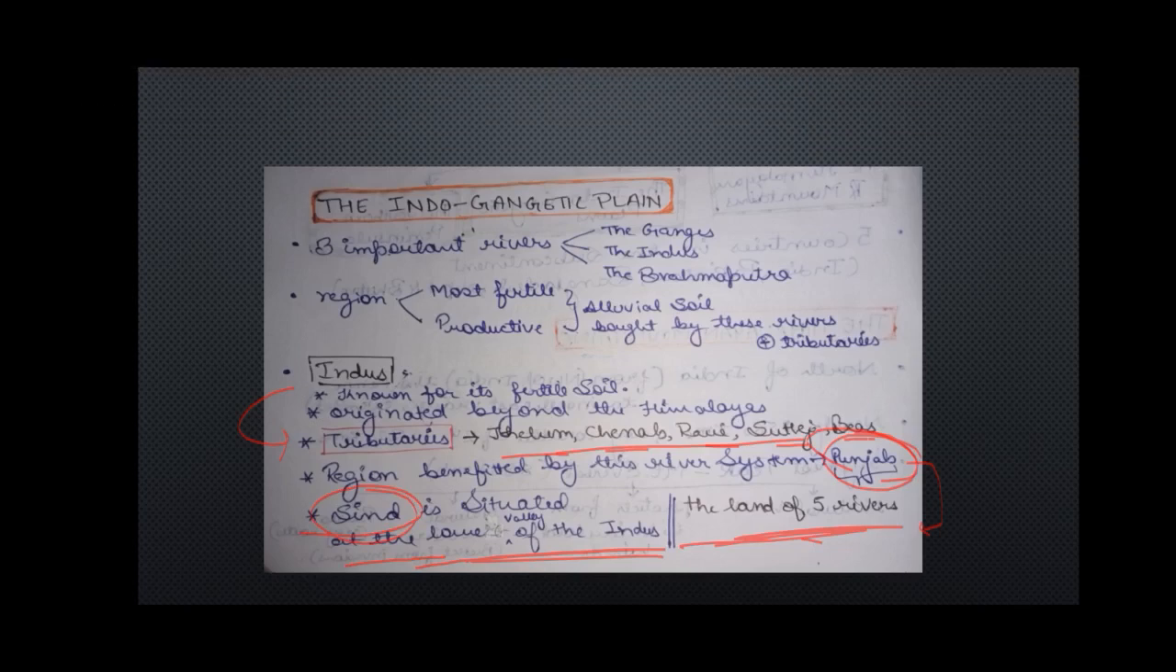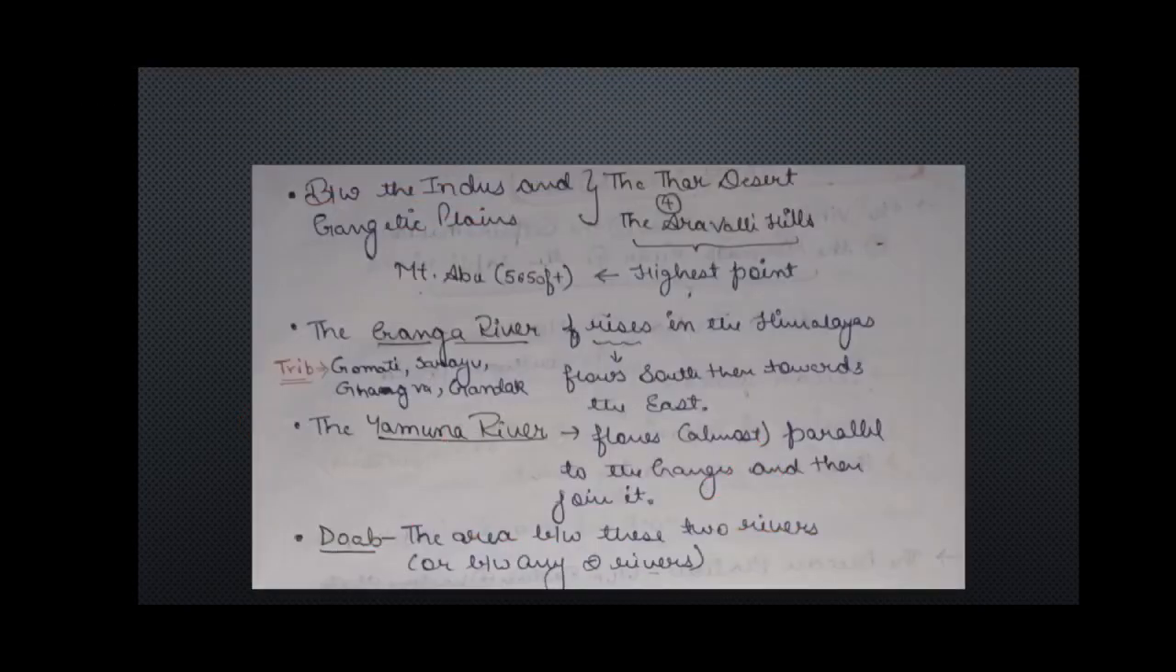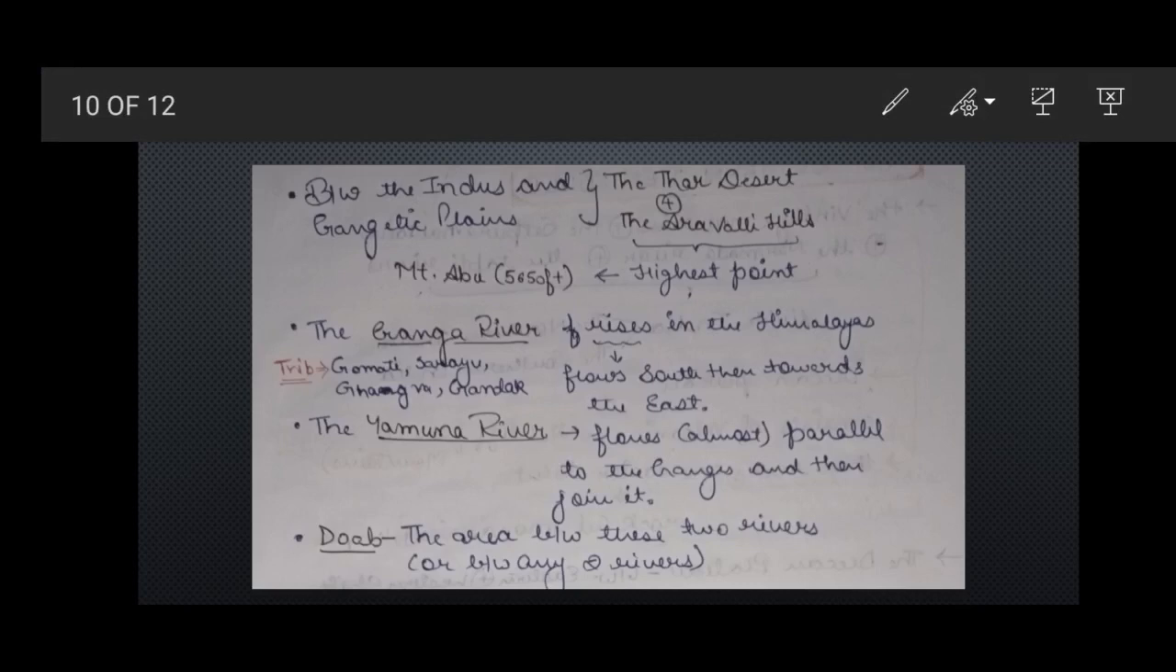Now, let's move further. Another important thing about the geographical features of our country is that between the Indus and Gangetic plains, two important geographical features are present. The first one is the Thar desert and the second one is the Aravalli hills.